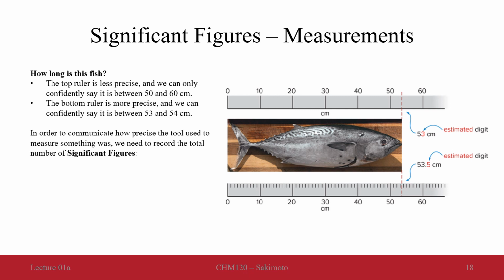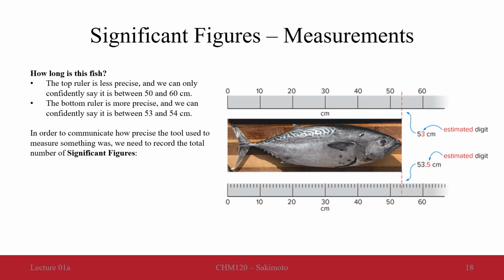In order to communicate how precise the ruler we used to measure this fish was, how confident we are in the precision of its length, we need to record the correct number of significant figures. In this case, for the top ruler, we would write this value as potentially 53 centimeters, versus the one on the bottom we may record as 53.5.